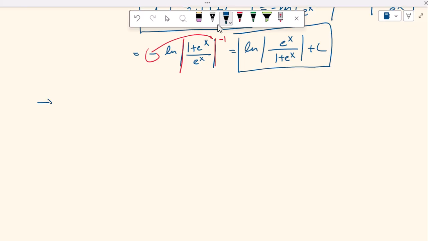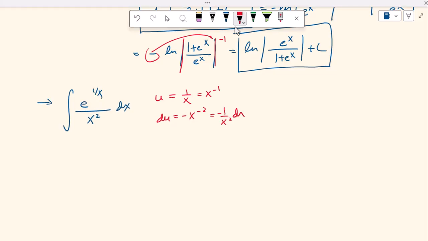Let's look at, this is a nice one. Let's look at e to the 1 over x all over x squared. This one is easy to miss just because we don't often catch ourselves looking at that derivative of 1 over x right away. So let's look at 1 over x for my u. If I rewrote that as x to the negative 1, very quickly I'd see that du is negative x to the negative 2 then, which is negative 1 over x squared dx.